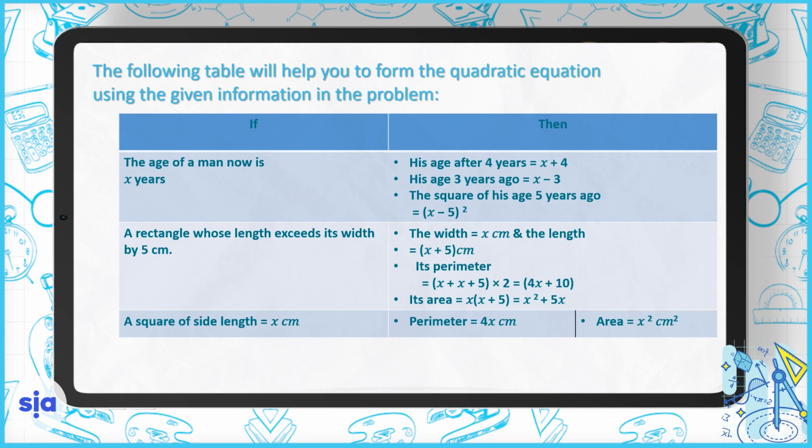A rectangle whose length exceeds its width by 5 centimeters. If we call the width x, so the length is x plus 5. If we call the width w, the length can be w plus 5. How about the perimeter? The perimeter, we know that it's the length plus the width all multiplied by 2. So it's x plus x plus 5 all multiplied by 2. So it's 2x plus 5 multiplied by 2. So it's 4x plus 10.